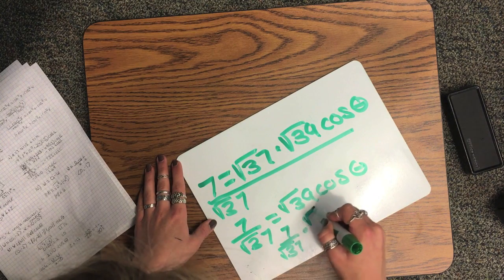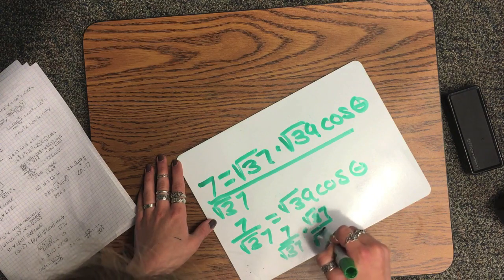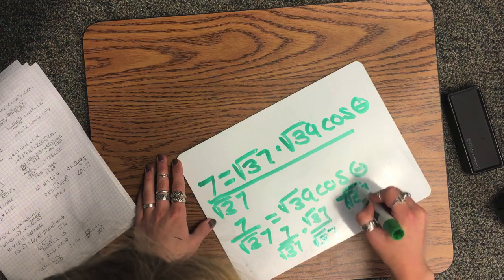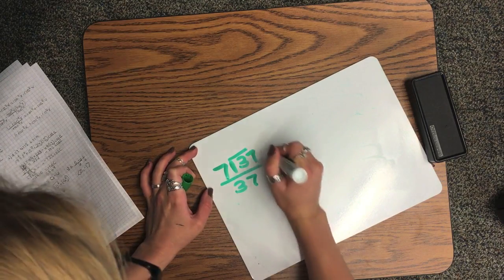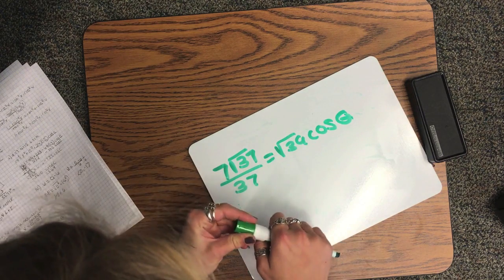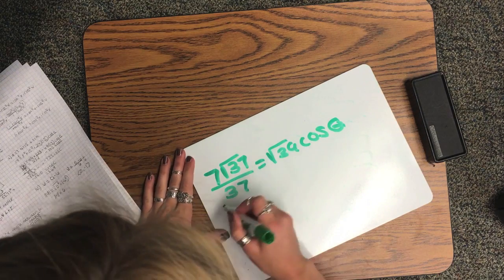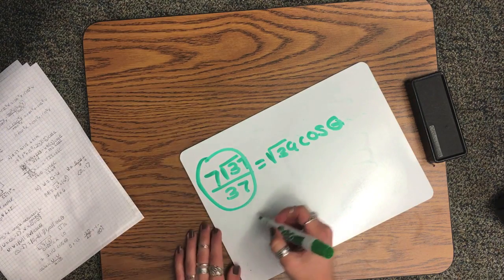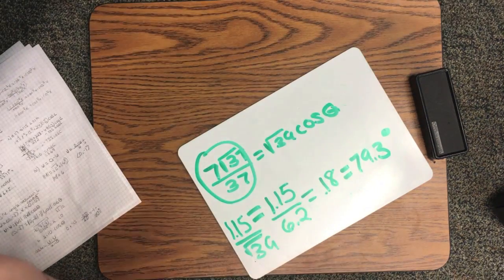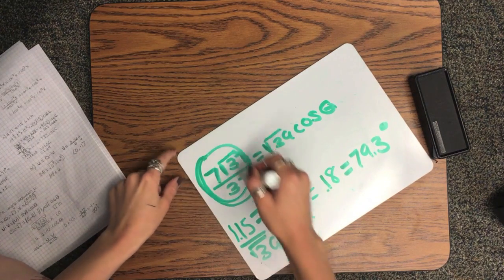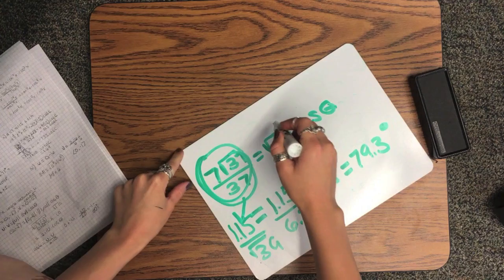So I'm going to multiply 7 over the square root of 37 by 1, but in the form of the square root of 37 over the square root of 37. And that turns into 7 root 37 over 37. Okay, so now that I have 7 root 37 over 37, I'm going to need to simplify that.